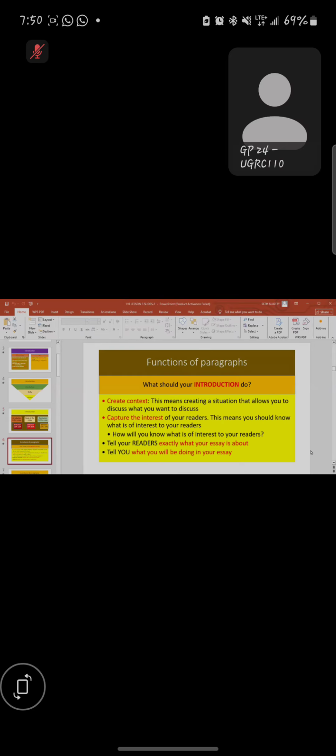Now, what does the introduction do? We're moving into the functions of the paragraph, starting with the introduction. One, it creates context, out of which you can have the contents. This is when you create a situation that will make you discuss your point. You come out with a topic that will enable you to discuss it. So you create the context for the essay.